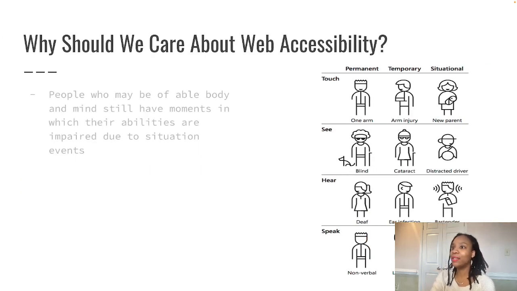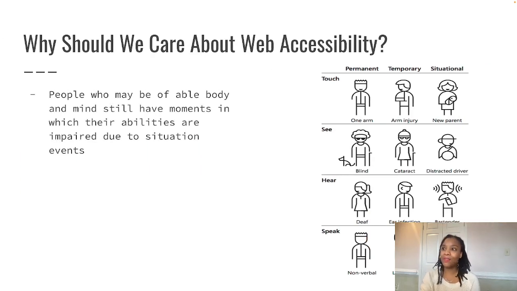And we also have things like situational impairments. So I think this does a really good job of showing you the difference between a permanent, a temporary, and a situational impairment. So people who maybe have full use of their body and their mind still have moments where they are impaired, right?